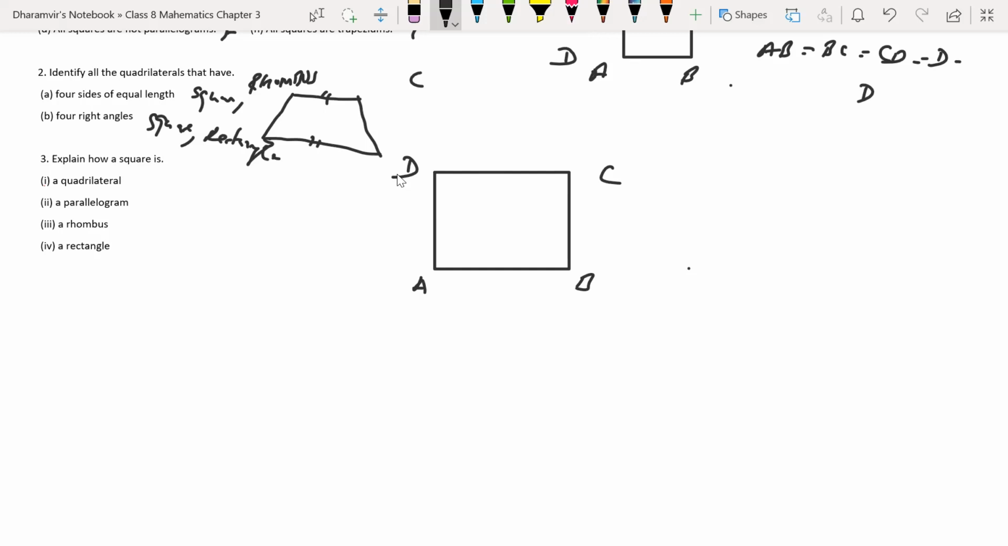A square is a rhombus. Yes, a square is a rhombus in which all sides are equal and parallel. A square is a rectangle. Yes, a square is a rectangle as it has 4 right angles and 2 opposite sides are equal. Hence, it's a rectangle.